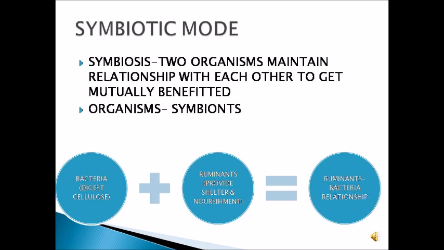However, in the fourth mode, you will notice that both members contribute to the relationship and benefit equally. This is called as a symbiotic mode of nutrition, and the organisms are called as symbionts. There are four excellent examples. The first one is a relationship between ruminants like cows and bacteria. Cows feed on grass that contain a tough carbohydrate called cellulose, which cannot be digested by the animal. This help is provided by bacteria present in the intestine of cows. In return for this favor, the animal provides shelter and nourishment to the bacteria.